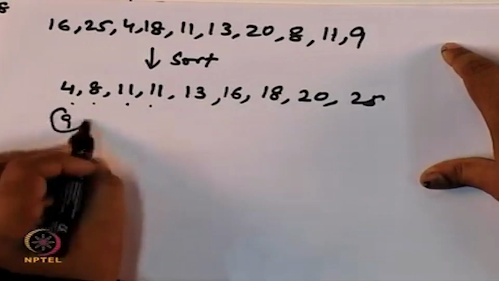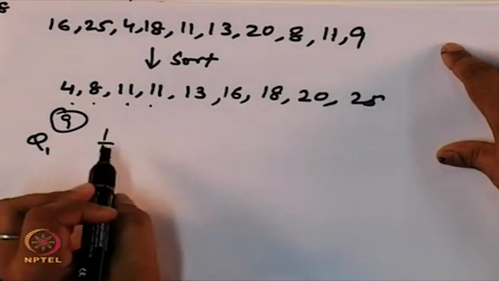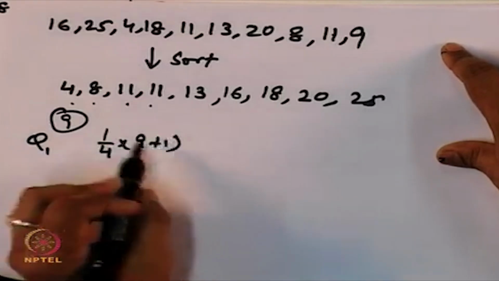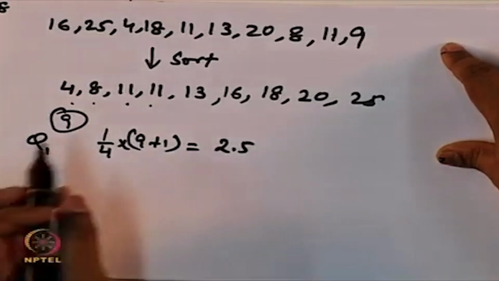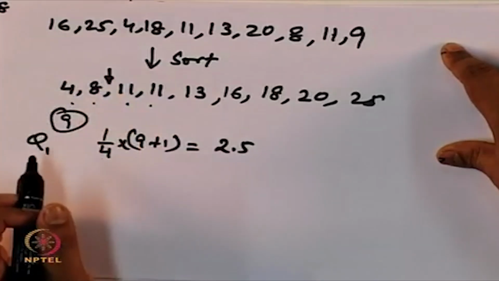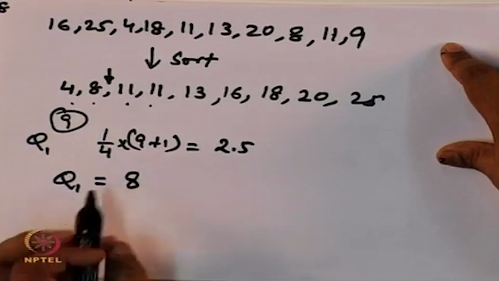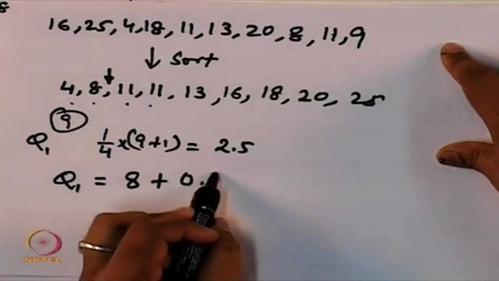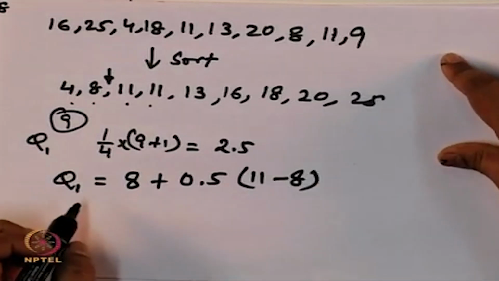So, you have a total of 9 numbers. For calculating Q1 you do 1/4 times 9 plus 1, which is 2.5. So, 2.5 is the middle of the 8 and 11 numbers. For calculating Q1 you have to do 8 plus 0.5 times 11 minus 8. This is how you will calculate Q1.